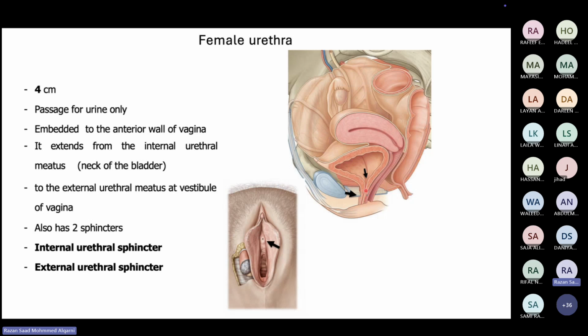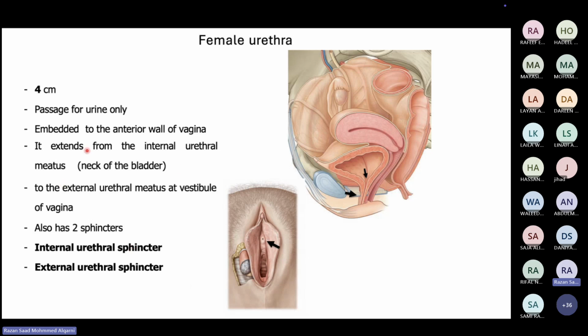Let's talk about the urethra. The urethra here is 4 centimeters. It's a passage for urine only, nothing else, unlike the male. It doesn't carry semen or anything. It's embedded in the anterior wall of the vagina, as we described.